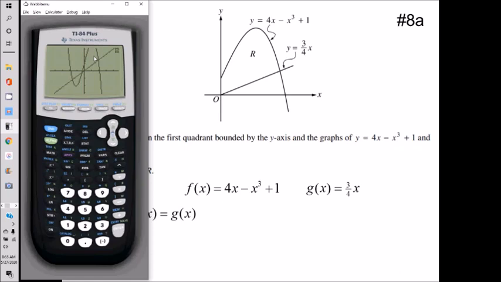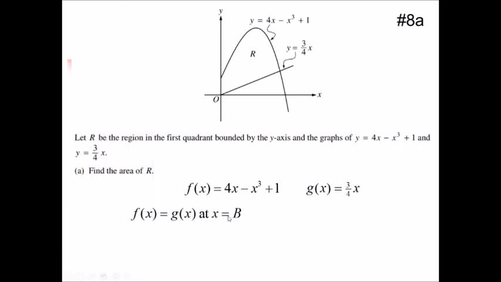So let me now do second trace, option 5 for intersect. Let me move my spider closer to this intersection right here. That's the one I want, because there's a few intersections. So press enter 1, 2, 3 times. And that gives us an x value and a y value. I'm actually going to store both of these. So my x value, it looks like, is 1.940. And I'm going to store that as b on both the paper and my calculator. So whenever I write b, I mean this number right here.